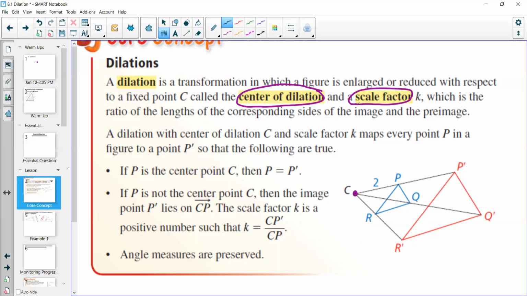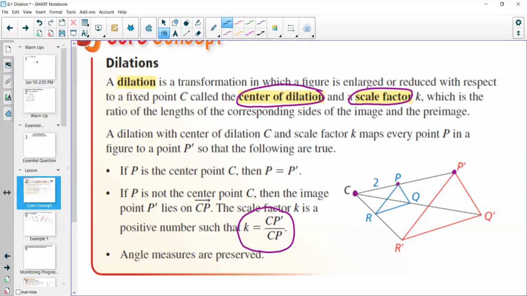So there's kind of 2 different ways that we can look at it. If we have a center point, which means it's right in between the two, then those distances are the same. But typically C, or our fixed point or our center of dilation, is not a center point. So to find our scale factor, what we're going to do is take the distance from that center point, that fixed point, to the new shape, and divide it by the distance from the center point to our original shape.